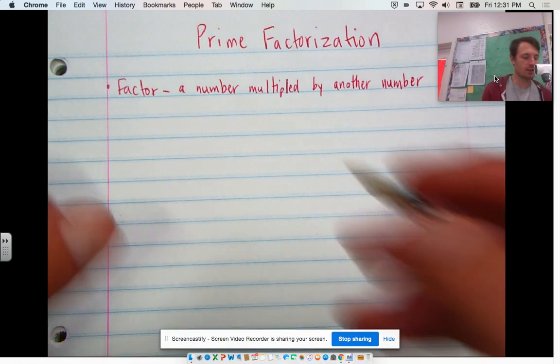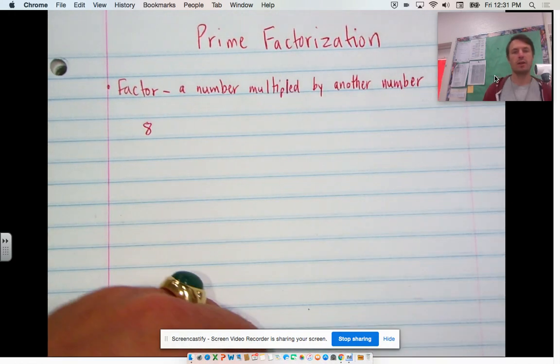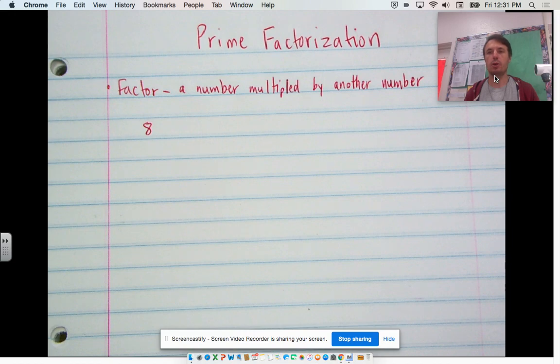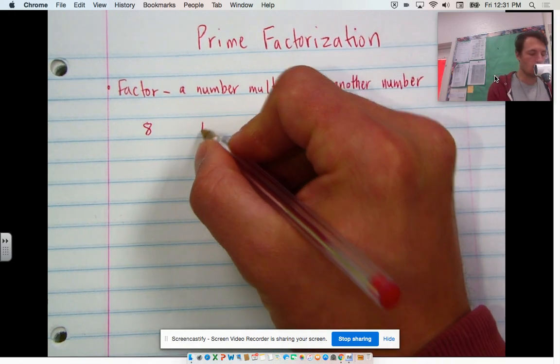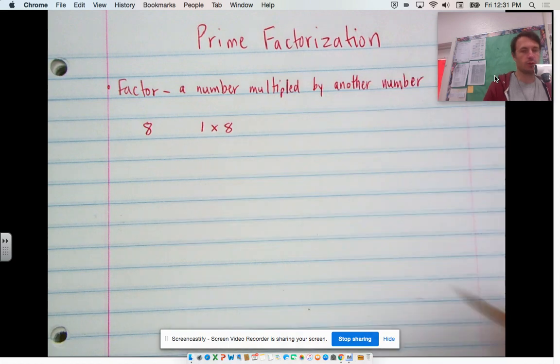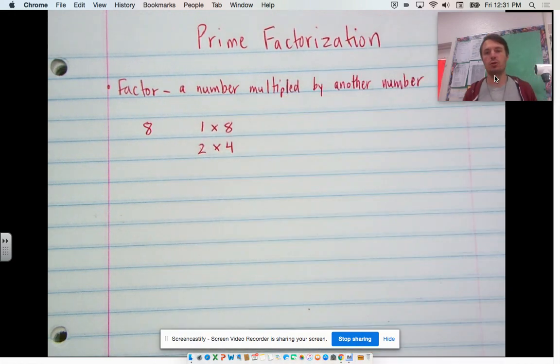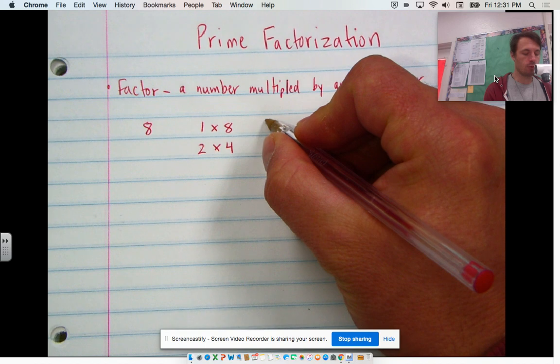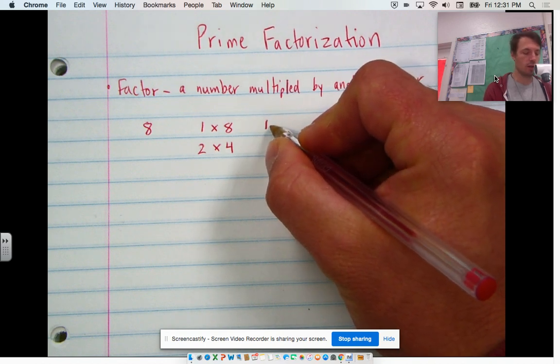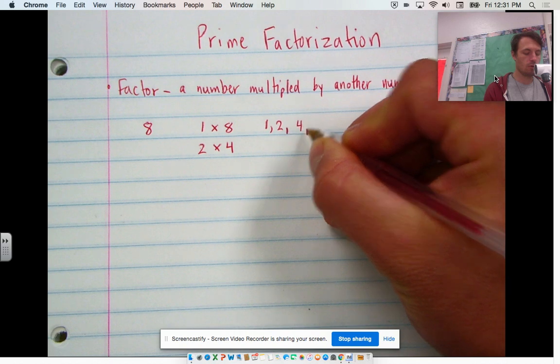So let's say we're finding factors of 8. That means we find all the numbers that can be multiplied together to equal 8. So 1 and 8 are both factors of 8 because 1 times 8 equals 8. And 2 and 4 are both factors of 8 because 2 times 4 equals 8. Those are the only numbers that can be multiplied together to equal 8: 1, 2, 4, and 8. If we put all the factors of 8 in order from least to greatest, it would be 1, 2, 4, and 8.